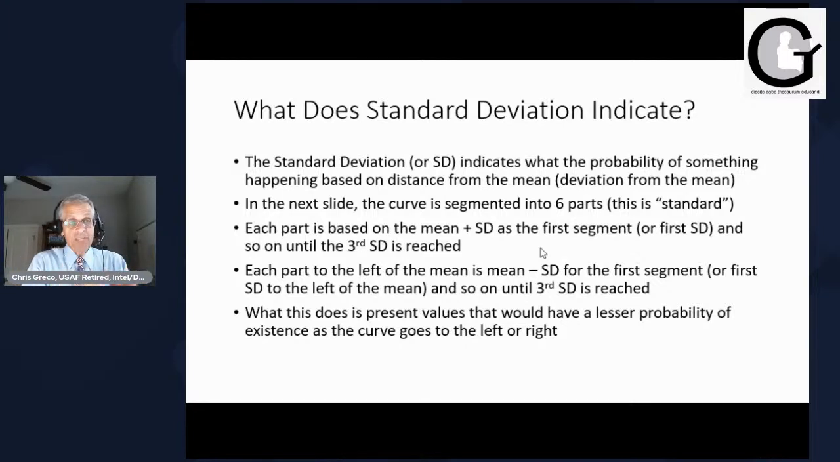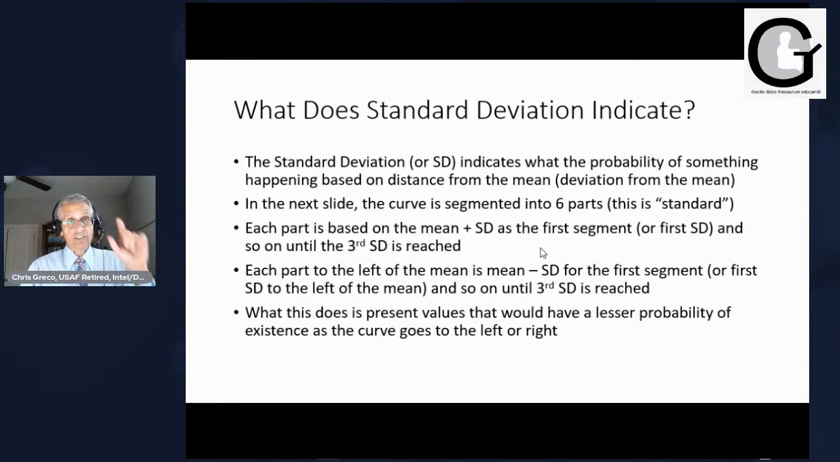Each part is based on the mean plus the standard deviation. The mean is the center of the curve. Then as you start moving out, it's mean plus 1 standard deviation, mean plus 2 standard deviations, mean plus 3 standard deviations. On the other side, it would be mean minus 1 standard deviation, mean minus 2 standard deviations, mean minus 3 standard deviations. Okay, so that's it. Once you know the standard deviation and mean, you can figure out your curve for that data.